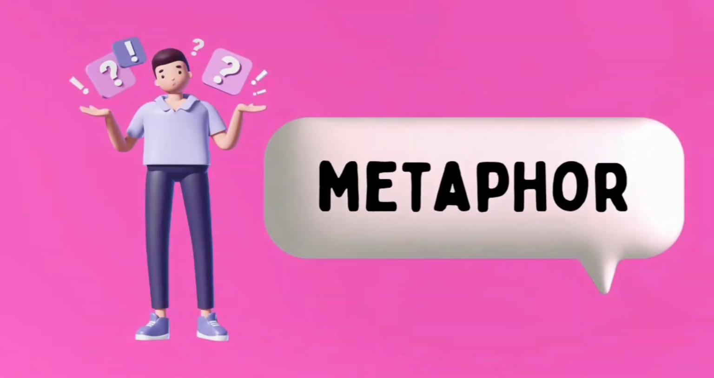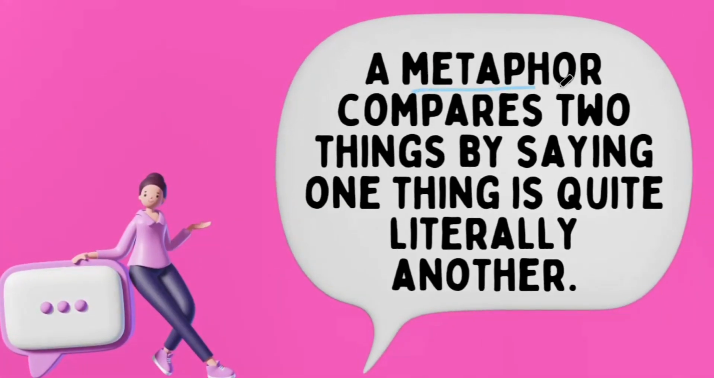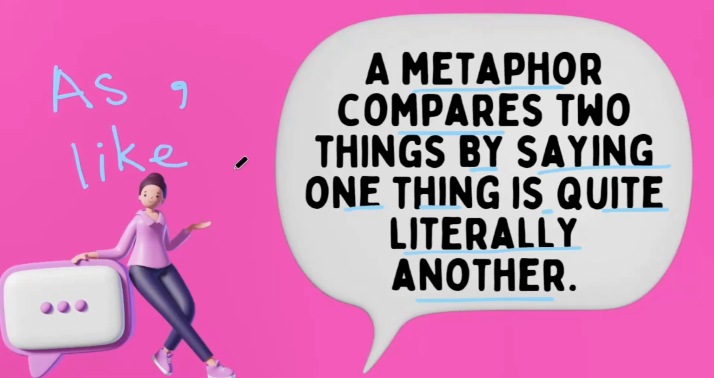Now, our second device is metaphor. What are metaphors? A metaphor compares two things, same as a simile, by saying one thing is quite literally another. Here we do not use the words as or like. In simile, we use the word as or like, but in metaphor, we do the comparison without saying he is as brave as a lion. Rather, we say he is a lion.